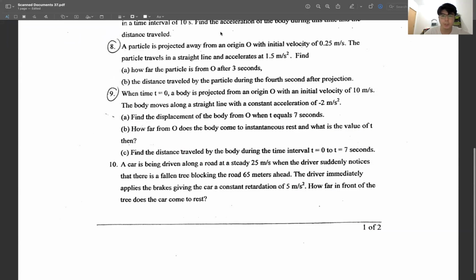Okay, you can try this question 8. You try question 8 and question 9, and we will look at the solution later. I'll give you a few minutes. Okay, I'll be back in 5 minutes. Go to the bathroom first.